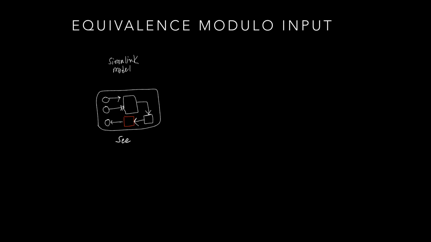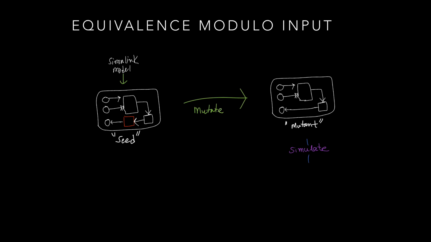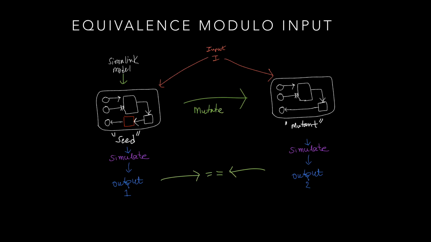We use EMI, short for Equivalence Modulo Input, which takes a Simulink model known as seed and automatically creates a mutant such that they are functionally equivalent when we compile and simulate them in Simulink for some input I common to both.